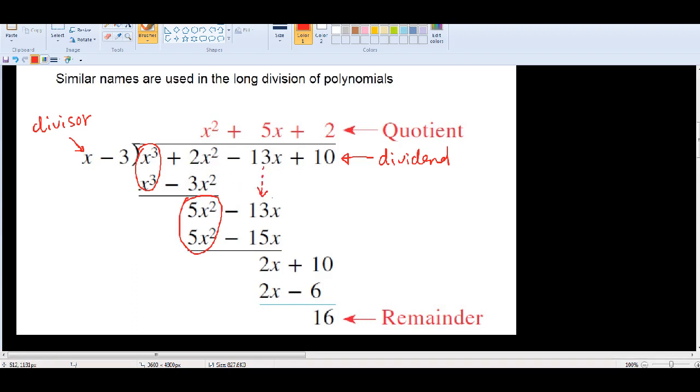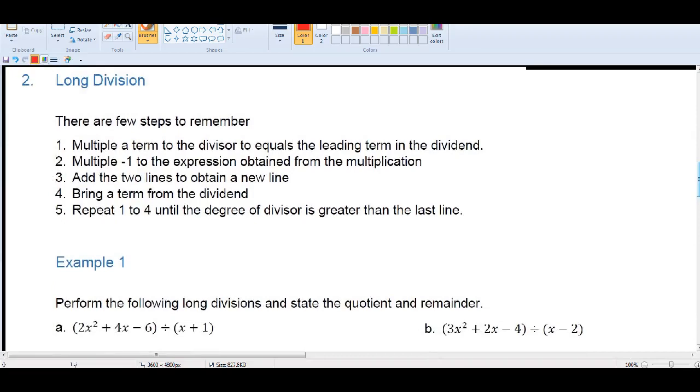Each time you need to bring something down from the dividend. So do you see the pattern? Each time you try to create a term in the quotient which will give you the same term as the leading term in the dividend. And you also need to bring the new terms from the dividend down to the new line. Okay, so let's see how we could do it.